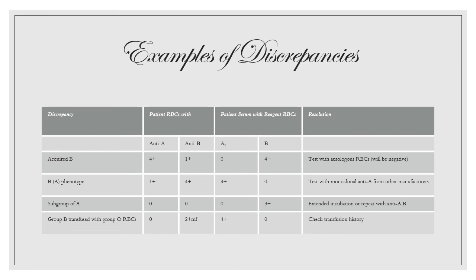Acquired B: this is what the reactions look like in the forward typing and the reverse typing, and this is how you resolve it. Acquired B, 4 plus, questionable reaction here. Test with autologous red blood cells; it should give a negative reaction. B(A) phenotype, here's the questionable result. Test with monoclonal anti-A from other manufacturers. Subgroup of A, notice everything is negative. This is the one we actually trust, the 3 plus here. Do extended incubation and repeat. Group B transfused with group O, so you get a mixed field reaction. Check transfusion history.